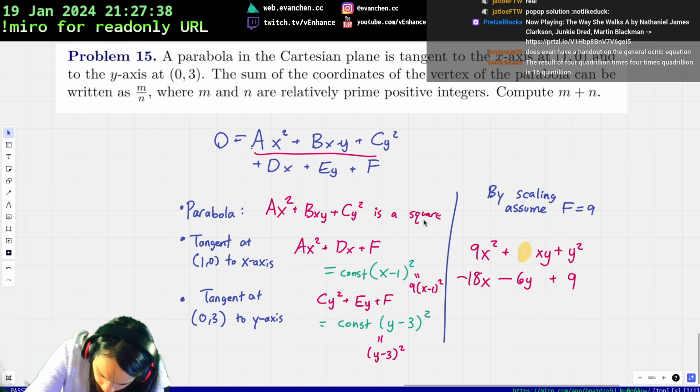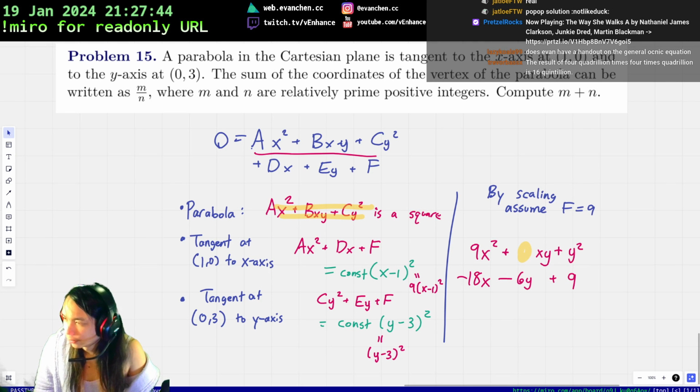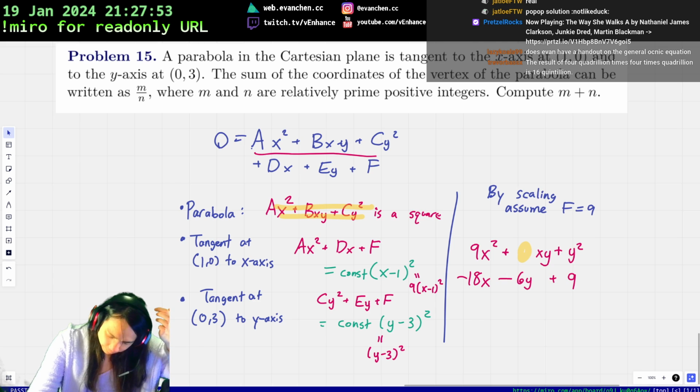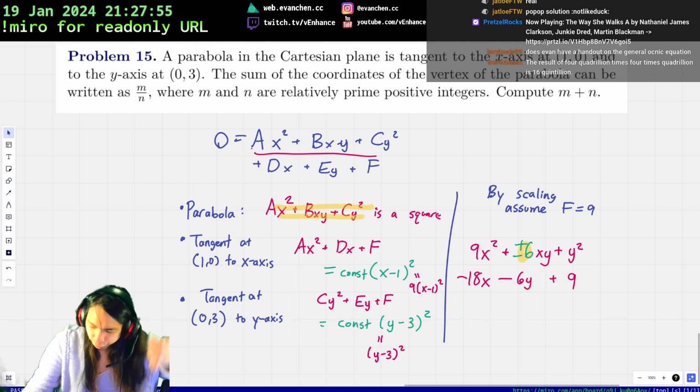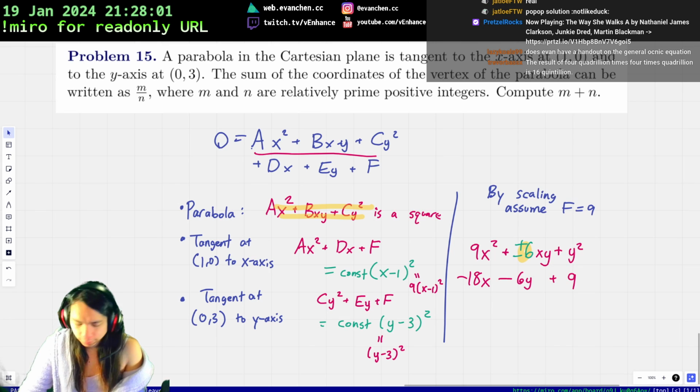But I want ax squared plus bxy plus cy squared to be a perfect square. Okay, I guess this branches into two cases. This is either plus or minus 6. We don't know which one yet.